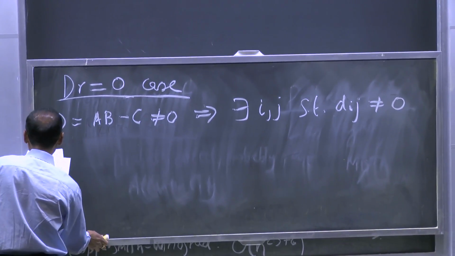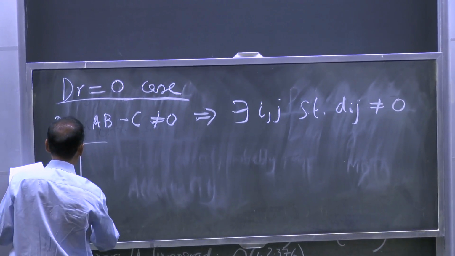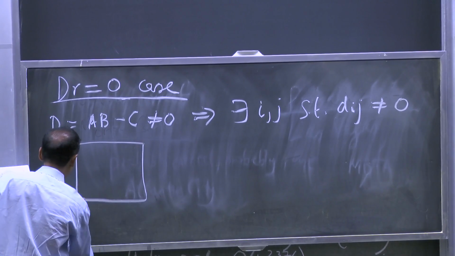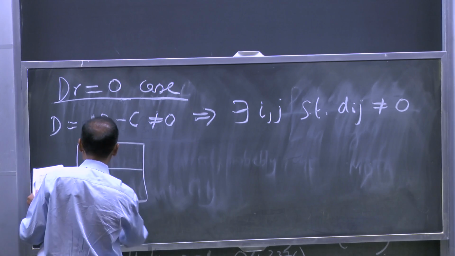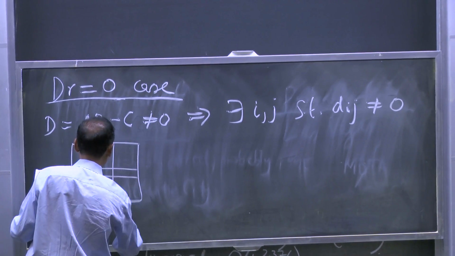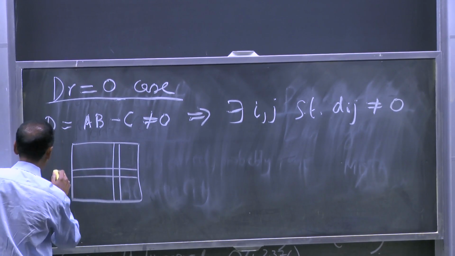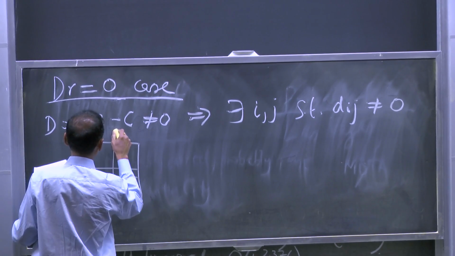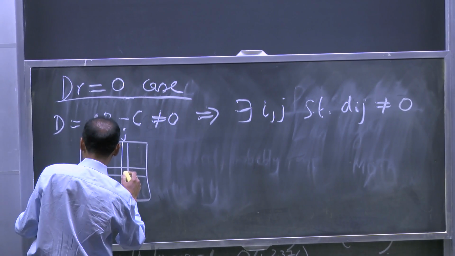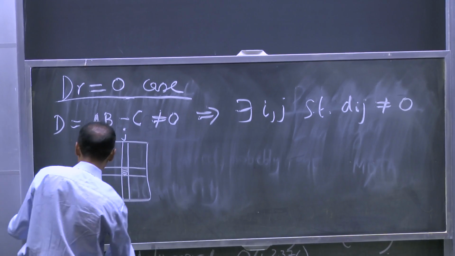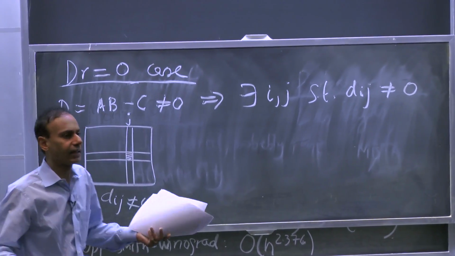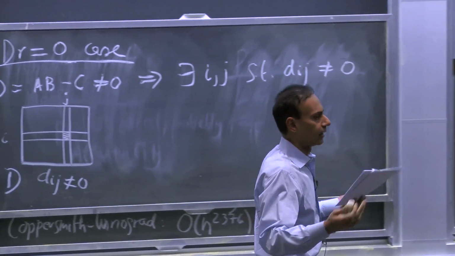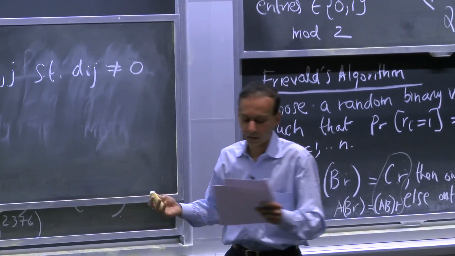So let's take a look at that entry, and let's just draw it out. That's my D matrix, and there's going to be an i and a j. So that's my ith row and my jth column, and there you go. I have an entry here, which is d_ij, and I'm just picking that. I don't care what i and j are, but there's got to be an entry that's not equal to 0.